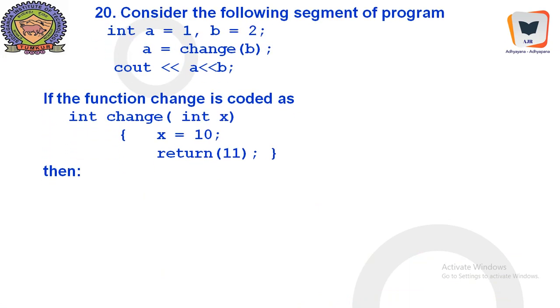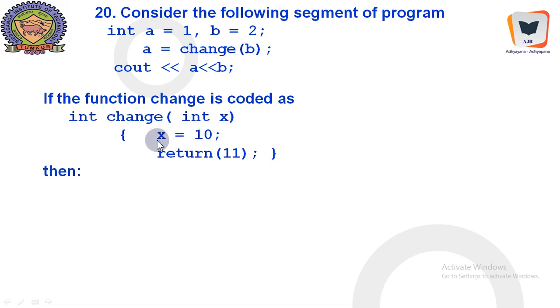20. Consider the following segment of the program. A equal to 1, B equal to 2. A equal to change B. So B will be passed. So the change function brings in a parameter that is equal to 2 under B. So now, before this is printed, the control will be passed to this particular function, change integer x. So x is an alias to B, x will have 2 now, 2 being transferred.